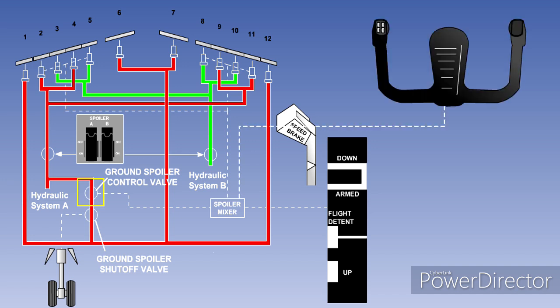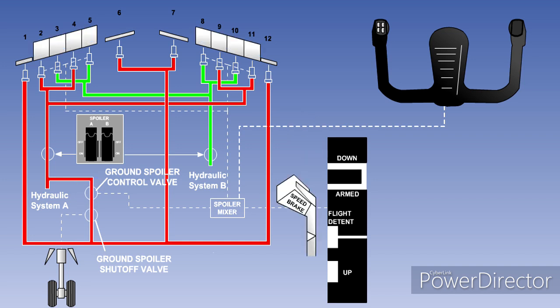The spoiler mixer receives inputs from the speed brake lever and the yoke in roll. It sums these inputs before signalling the flight spoilers to move the required amount. If in flight the speed brake lever is operated with no roll input, then the flight spoilers will raise symmetrically in proportion to the amount of lever movement.